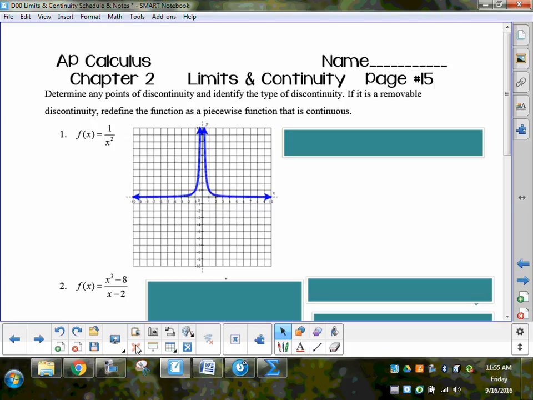So now you're going to sketch that out. You don't need to include the third and fourth quadrants if you don't want to, because nothing's going to get graphed there.